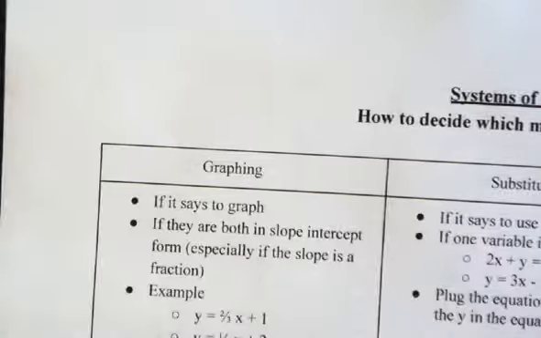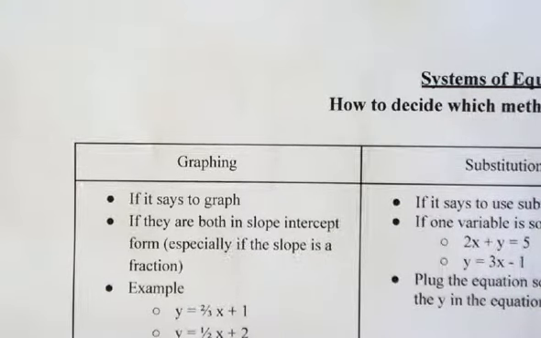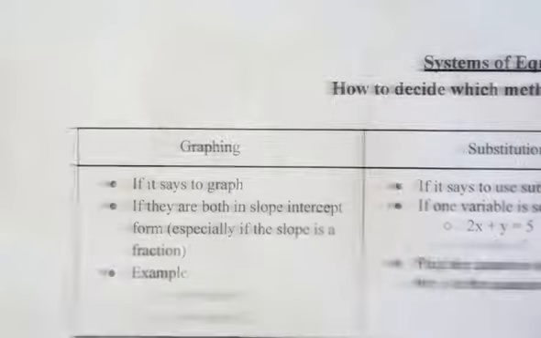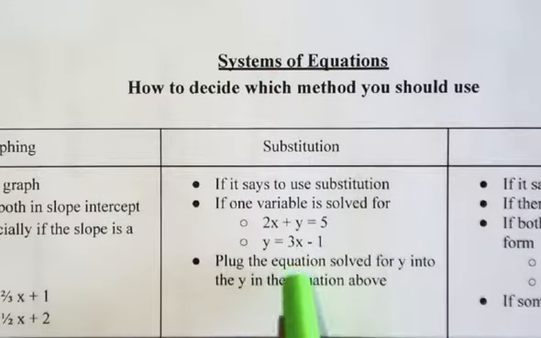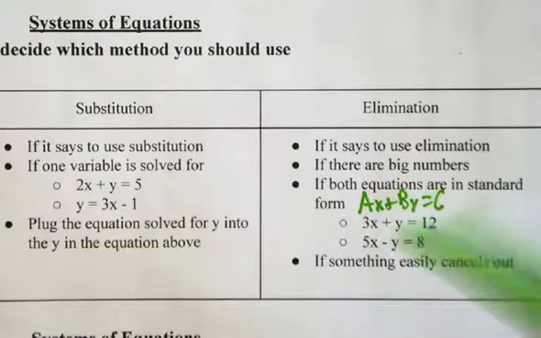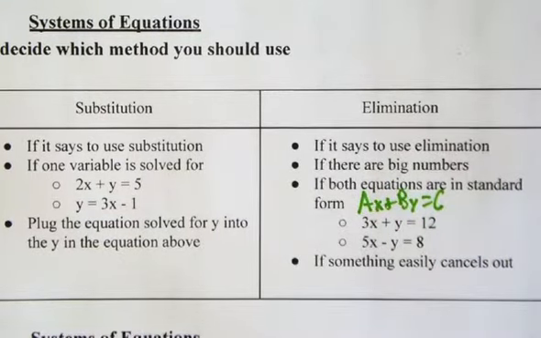So graphing, all of them, if it says to do it, do it. But graphing's best if they're in slope-intercept form and you have fractions for the slope. Substitution's best when you're already solved for one. Okay? And elimination is best if they're both in standard form and it's easy to cancel something out. All right?